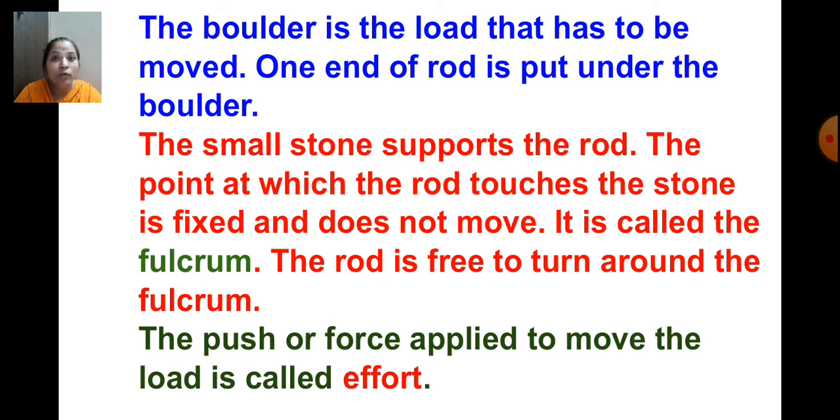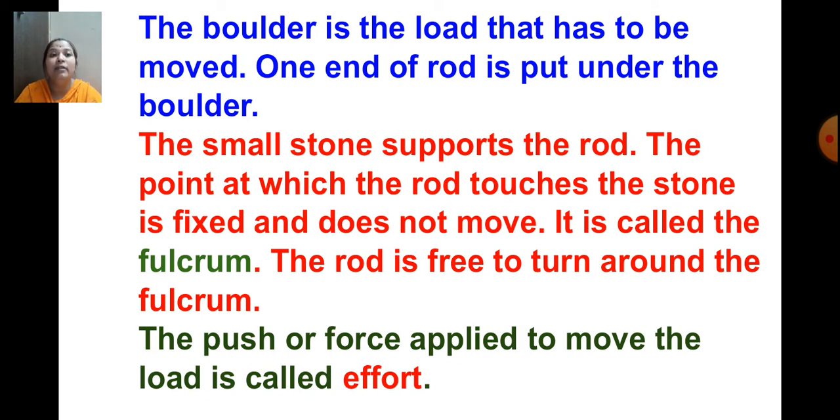He put one end of the rod under the bigger stone, or the boulder, and with the help of the smaller stone, the boy tried to move the load. Now the smaller stone supports the rod. On the smaller stone, the rod takes the support. Now see, there is a fixed point where the stone and rod touch each other, and that point is not going to change. That point is fixed. So the small stone supports the rod.